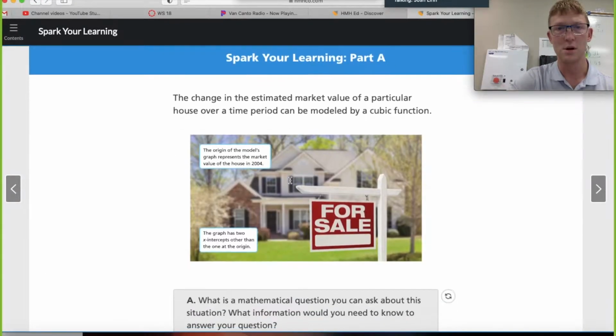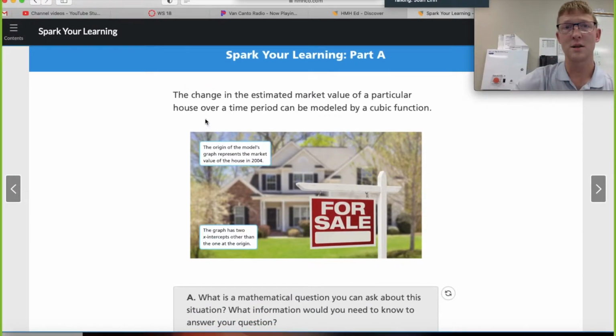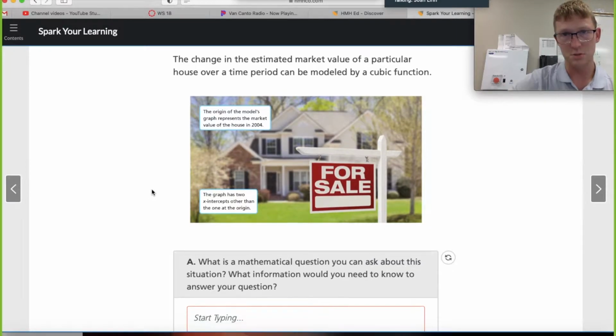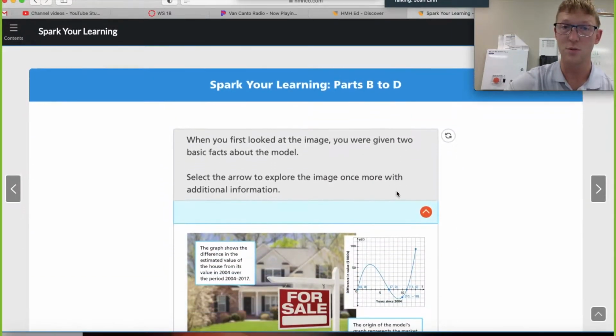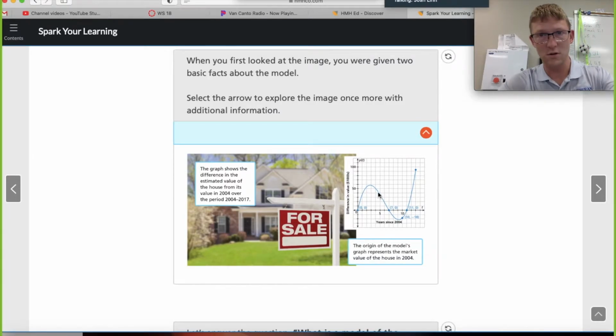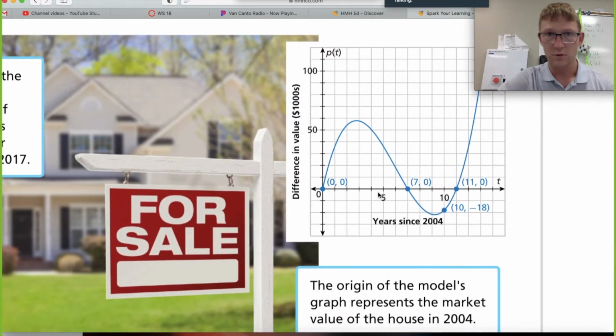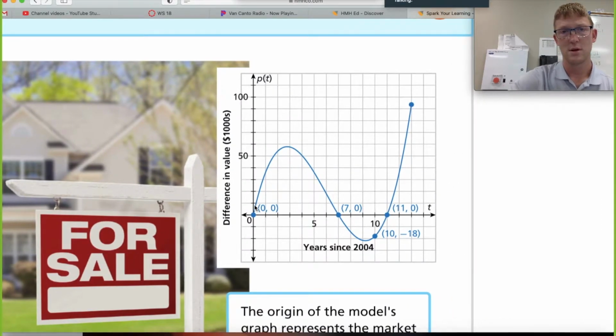So let's get going. To spark our learning, the change in market value of a particular house over a time period can be modeled by a cubic function. Some questions we'd ask: what is that function? When should we sell? Or when should we buy? Things like that, so we get our information answered. Here is our graph, with years since 2004 along the bottom and difference in value in thousands.